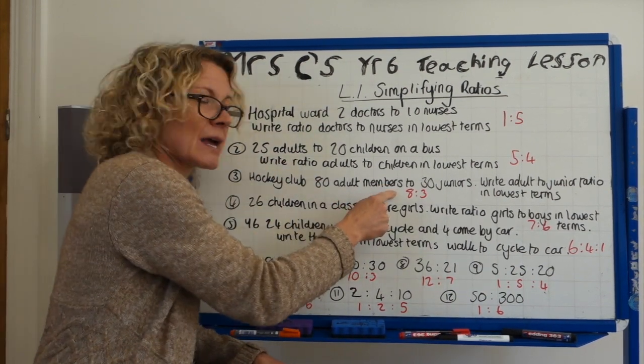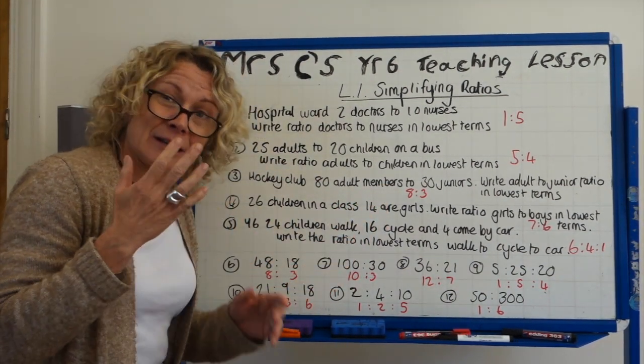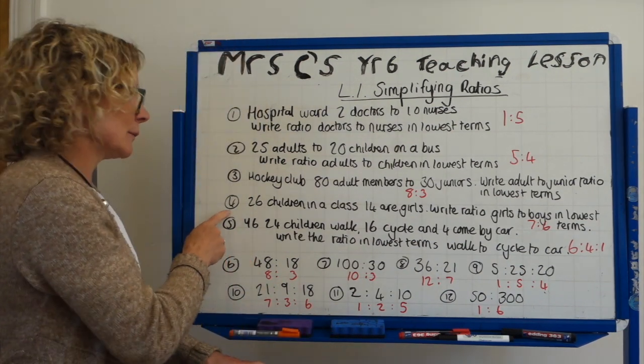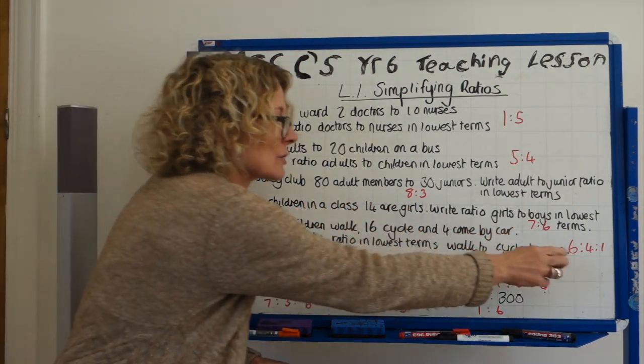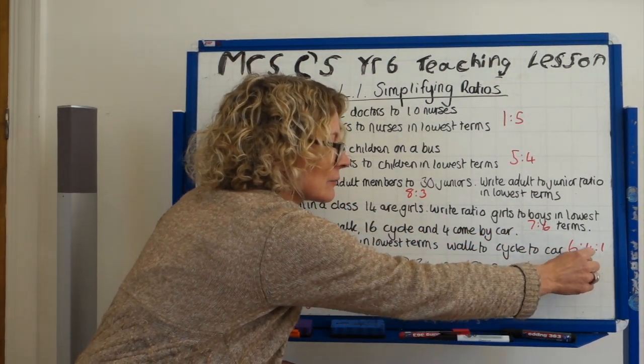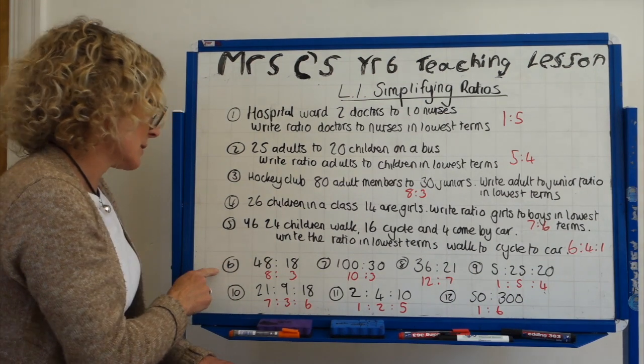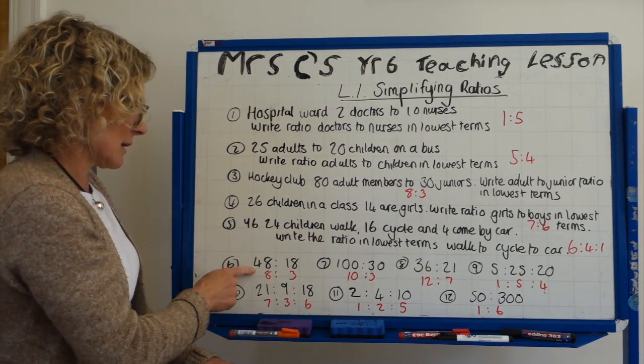Number 3 was 8 to 3. Don't modify the answer if it is completely wrong though. Number 4 is 7 to 6. Number 5 was the 3 comparison, 6 to 4 to 1, it cancelled down to. Number 6, 8 to 3.